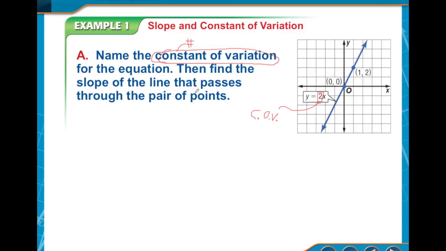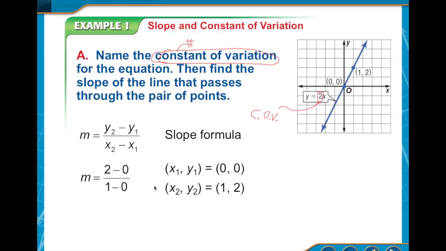Now they ask us to find the slope of the line using these 2 points, and we practiced that last time using our slope formula. So we can do that. We found the constant. Now we'll find the slope to double check. So first, this is our given slope formula like we practiced. We'll find the change in the y's and the change in the x's. So if we say the origin is our x1, y1, and this point over here is our x2, y2, that gives us these two.